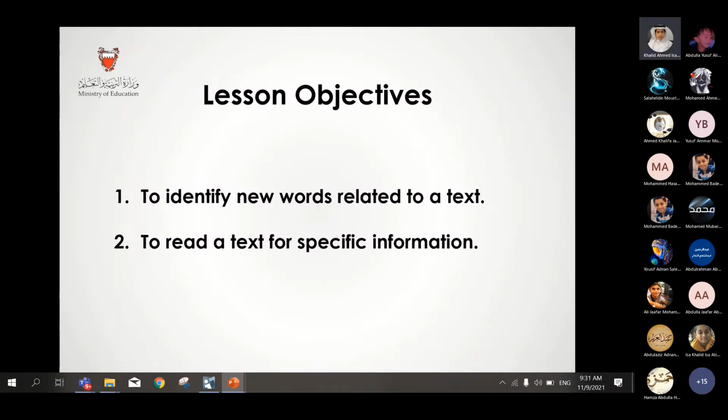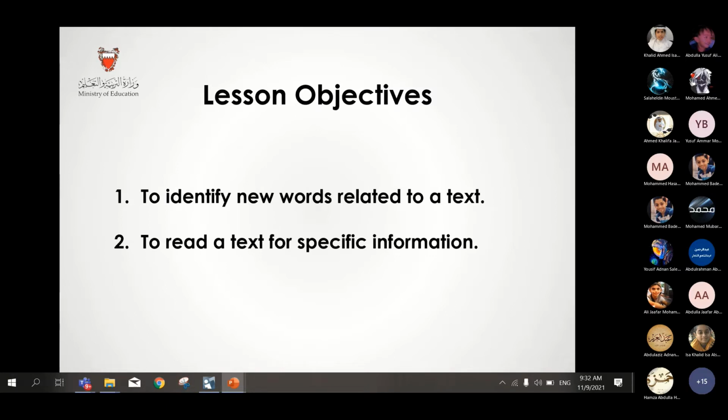To identify new words related to a text. Yeah, objective number one, my dear students, to identify and learn about new words that are related to a text. A text about what? About fossils.